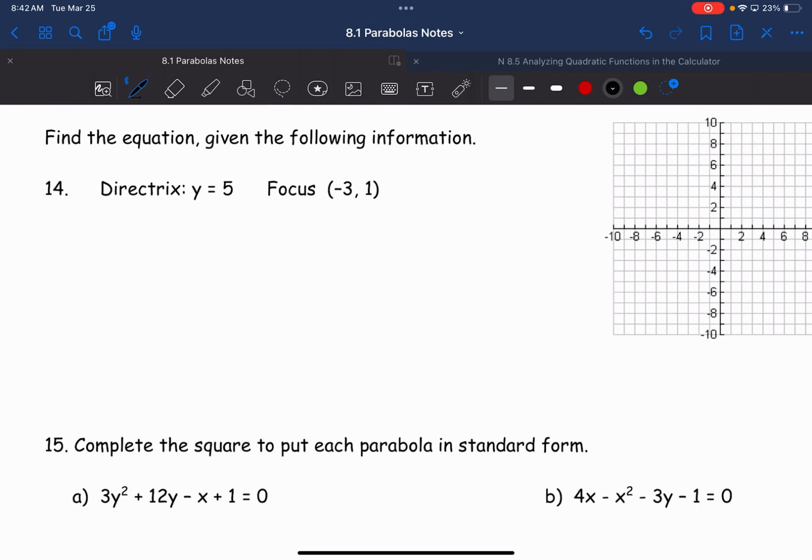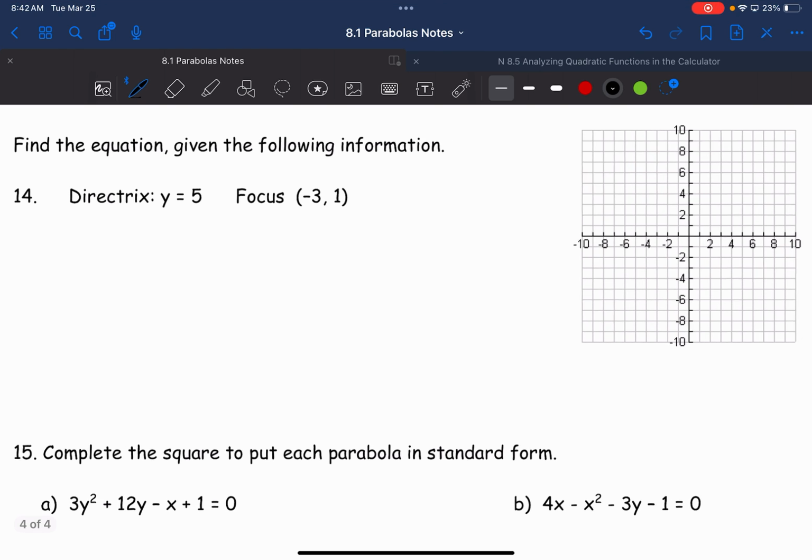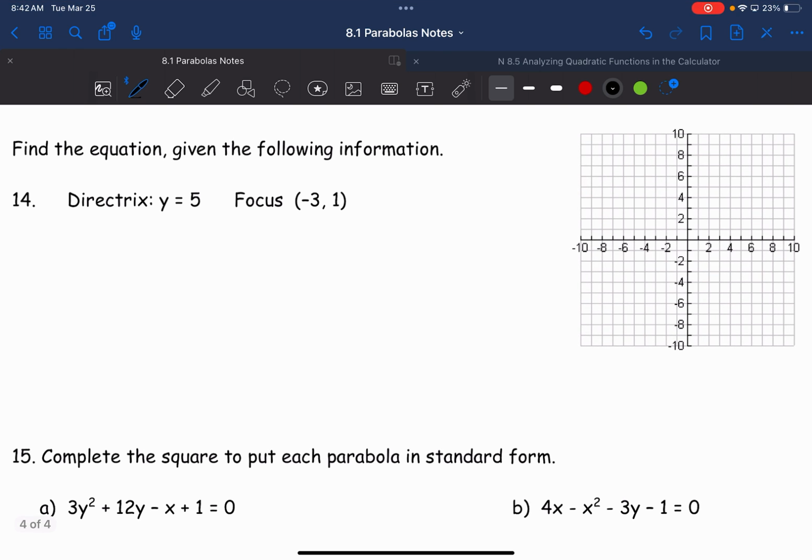All right, on this one, instead of giving you the equation, they gave you the coordinate for the focus and the equation of the directrix. We're going to have to figure out what the equation would be, right? So that we can say where our vertex would be. Okay, well, let's go ahead and draw these two things on our graph. So apparently we have the directrix up here at y equals 5. And we have the focus at the point -3, +1.